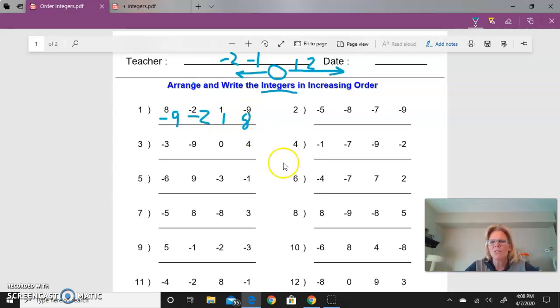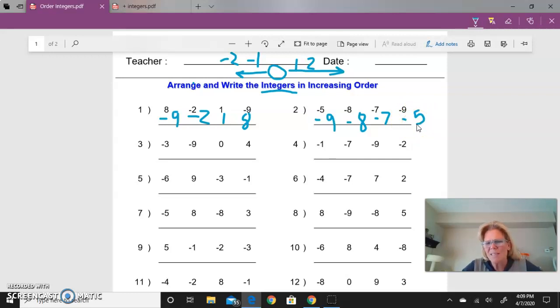Okay, so let's just skip around a little bit. Let's do this one up here. Okay, so if you think about the smallest integer, any of the 3 ways, being the deepest, being the coldest, or owing the most money. So the smallest would be -9, then -8, -7, and -5. Okay.